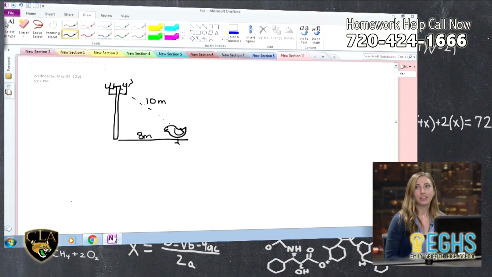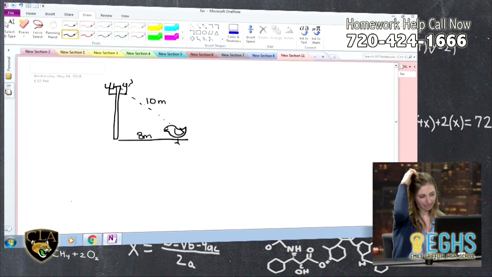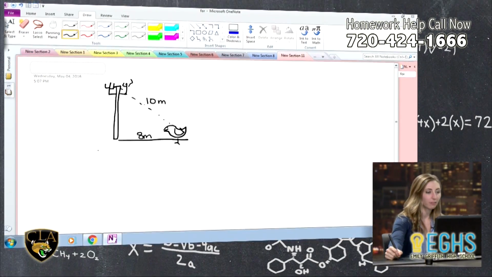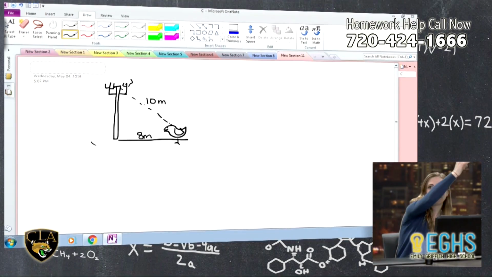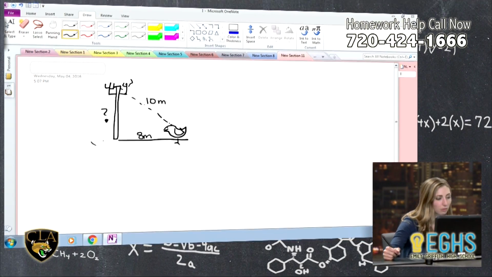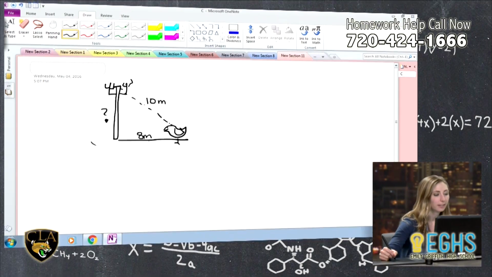Perfect. So this pigeon, he's standing at the bottom, and he's 8 meters directly away from that telephone pole. And then he flies, so I put a little dash line of where he's flying. He's flying directly to the top of that telephone pole, and it takes him 10 meters. And then we wanted to know, how tall is the telephone pole?